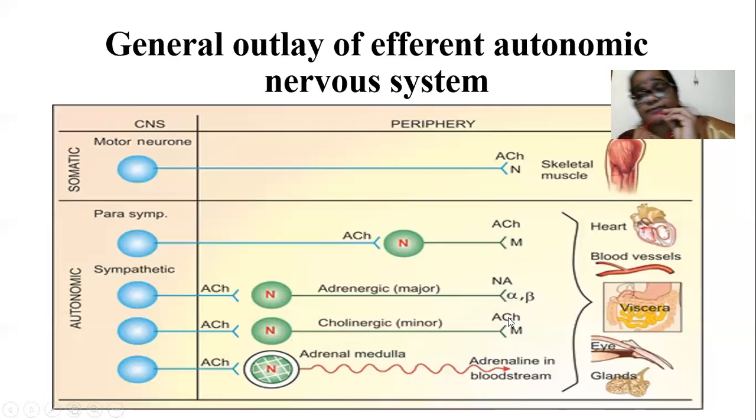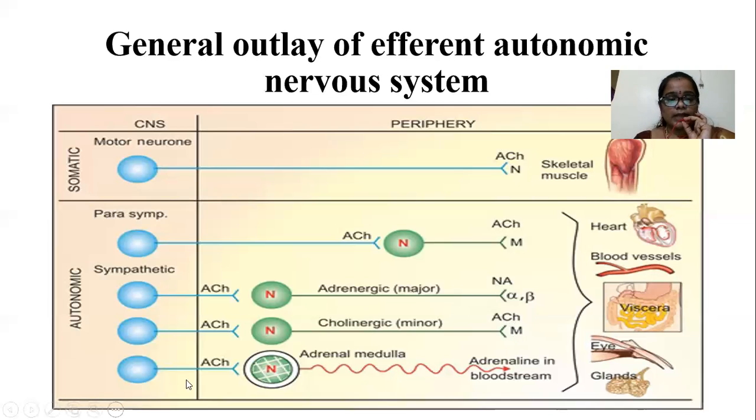This happens especially in sweat glands. The sympathetic preganglionic neurons release acetylcholine, and that acetylcholine binds with the nicotinic receptors in the autonomic ganglion. Then the postganglionic neurons release a minor amount of the cholinergic neurotransmitter, acetylcholine. That acetylcholine binds with muscarinic receptors, and those muscarinic receptors are present in sweat glands.